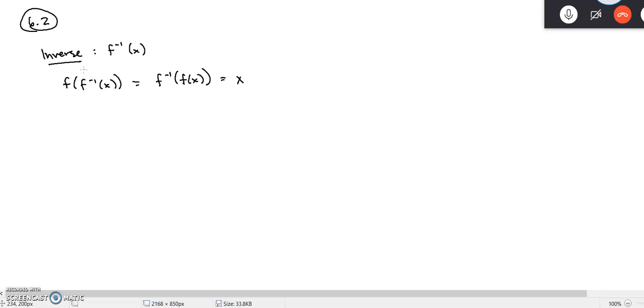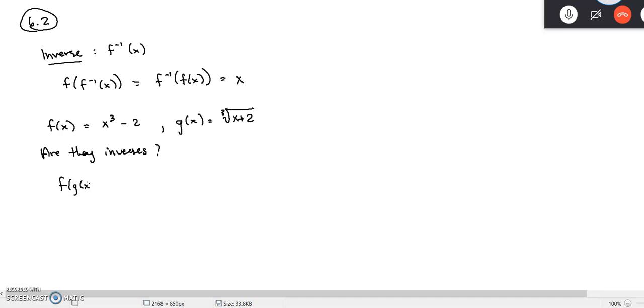When you put one inside of another one, you should be left with just x, nothing else, not 0, not 1, just x. All right, so let's look at an example. Let's say we've got f of x equals x cubed minus 2, and g of x equals the cube root of x plus 2. We want to know, are they inverses? Okay, so we're going to look at f of g of x and g of f of x and see if they cancel out.